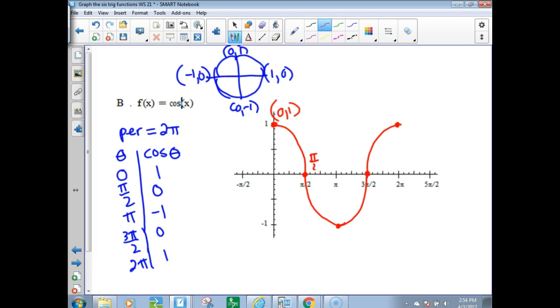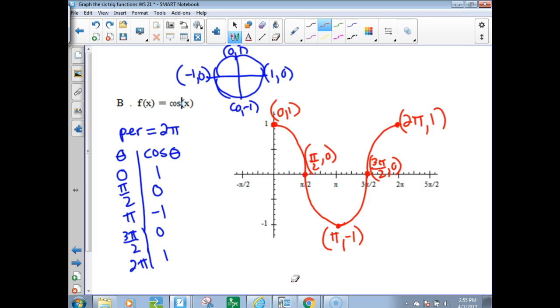This would be pi over 2, 0, pi, -1, 3 pi over 2, 0. What happened to my line there? And the last one was at 2 pi, 1. Okay, 5 key points must be labeled.